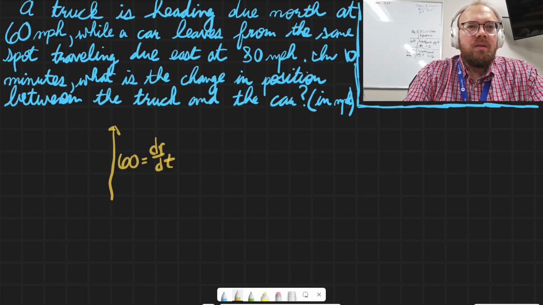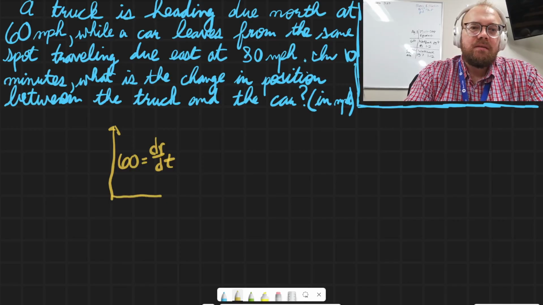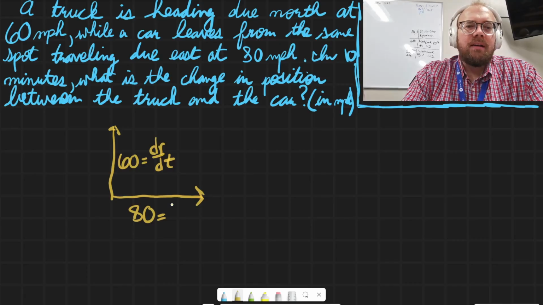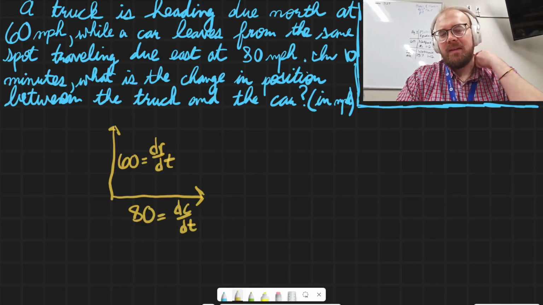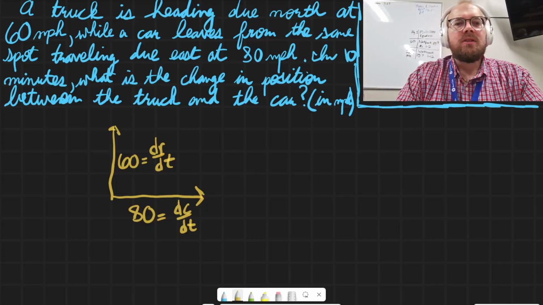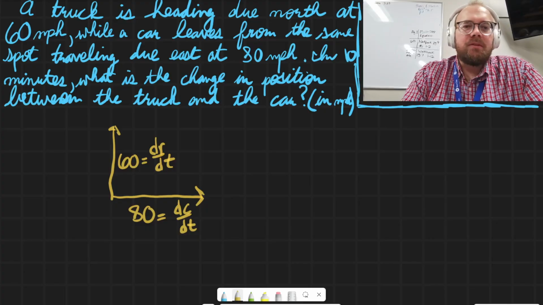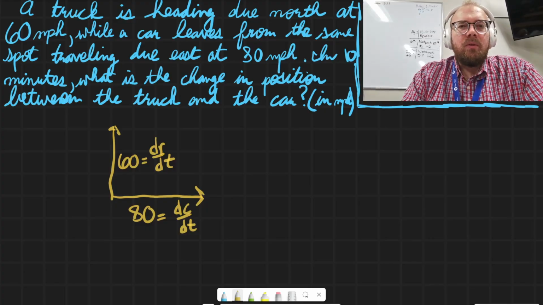And then we have a car leaving from the same spot going due east, at 80 miles per hour. So 80, and we'll call this dc dt, dc for car. I wouldn't call the other one dt dt because then the dt's would cancel. So we're going to call it dr dt. R is the second letter in truck. Just because. So those are the rates.